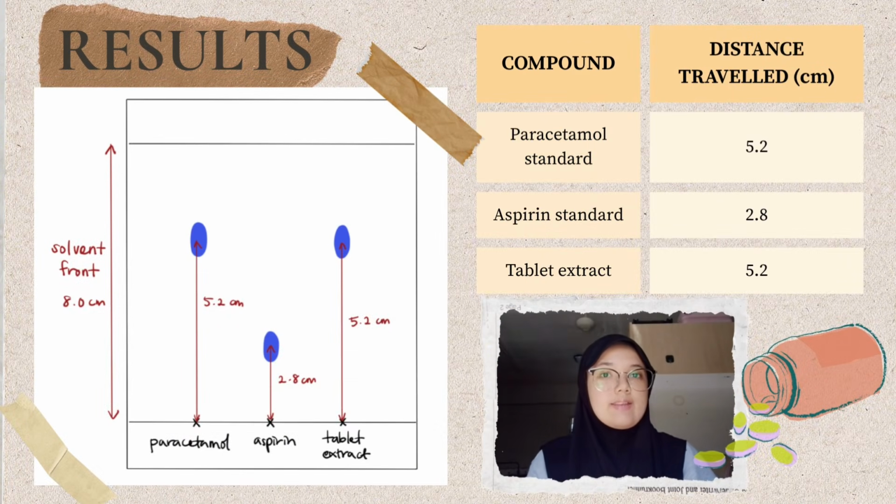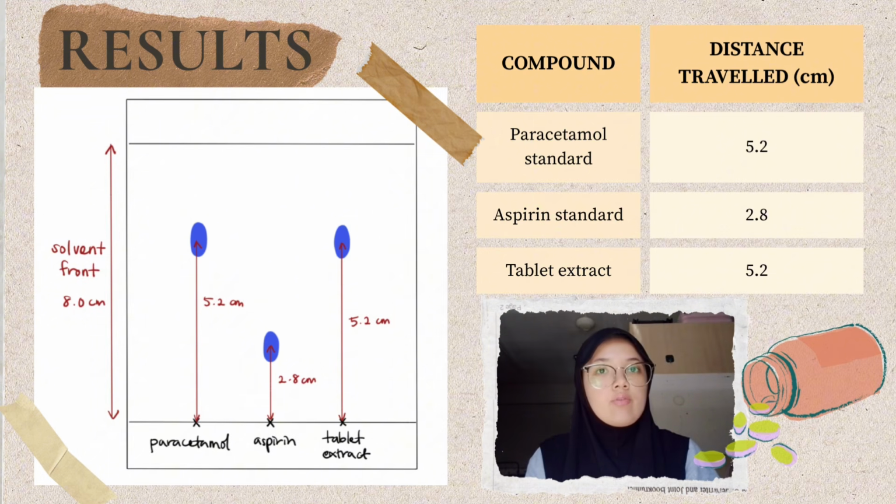To confirm the identity of the compound, we calculate its RF value. RF stands for retention factor. The formula is RF equals the distance traveled by the compound divided by the distance traveled by the solvent front. In this example, the solvent front traveled 8 centimeters and the paracetamol spot traveled 5.2 centimeters. The calculation is 5.2 divided by 8 centimeters, which gives an RF value of 0.65.